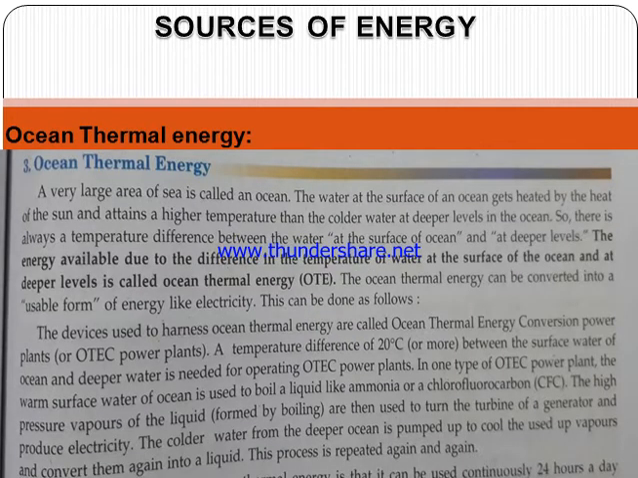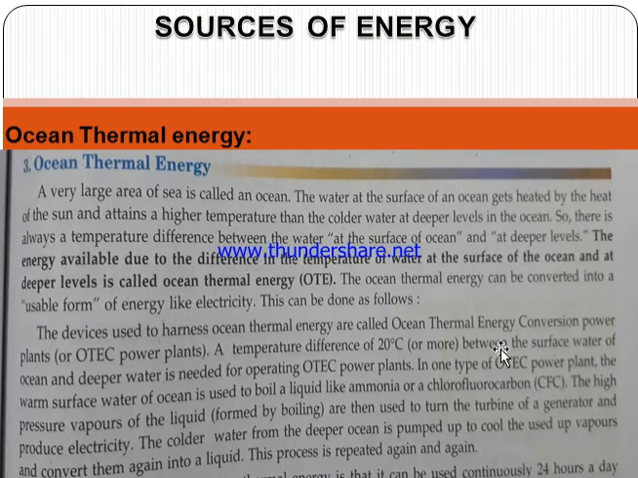Next is the ocean thermal energy. The very large sea is known as the ocean. The water at the surface gets heated when the sun comes and attains a higher temperature than the colder water at the deeper levels. So there is a difference in temperature between the water at the surface and at the deeper levels. The energy available due to the difference in temperature of water is known as ocean thermal energy. It can be converted into electricity.